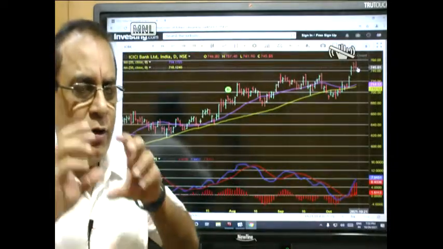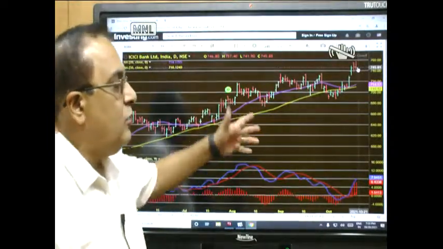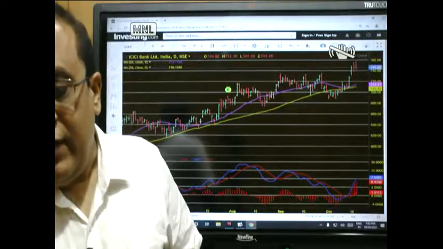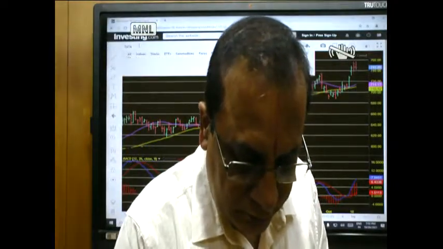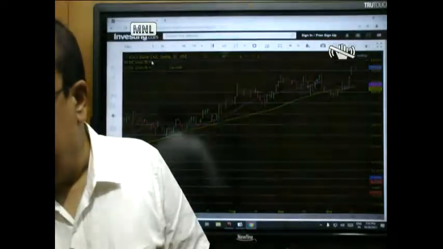So you have to wait for a drop which is very close to the 50 moving average, and then decide to go long. Now when we identified, we said the same thing with respect to Tata Steel. We will again look at all these things on Friday.